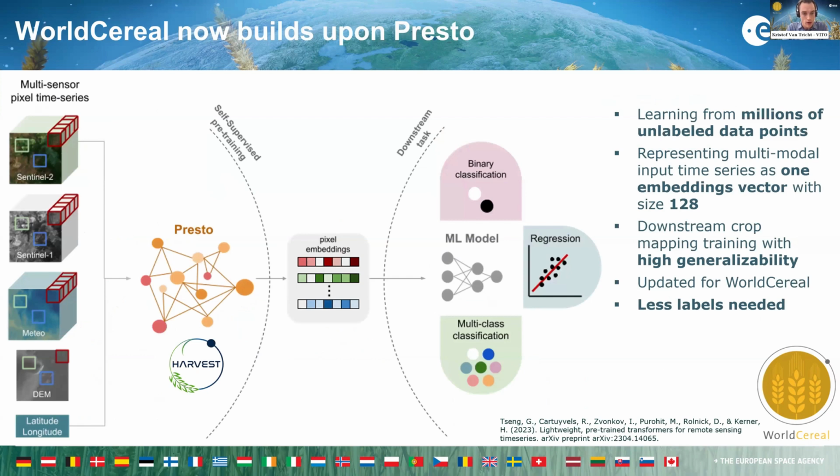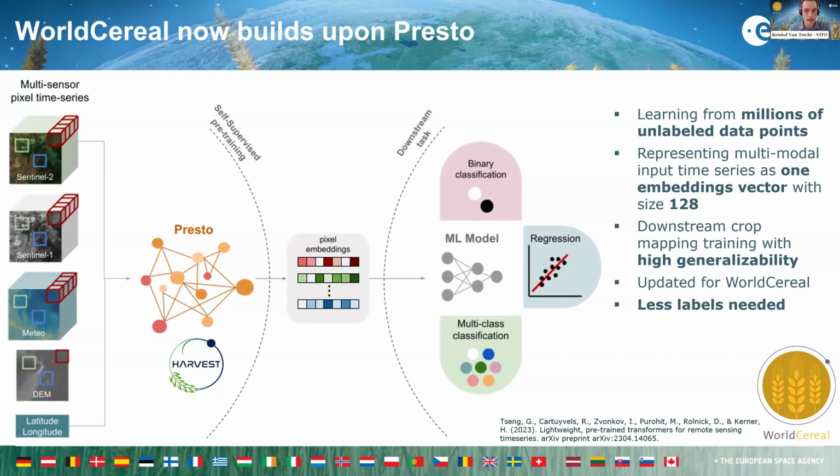The second way how we try to address the lack of labeled samples is that now in phase 2, WorldCereal builds upon Presto. And Presto is a transformer-based model that works on multi-sensor pixel time series and in a self-supervised way has learned a huge amount of information already from millions of unlabeled data points before having seen any kind of label so far. And so what Presto learns is to represent multimodal input time series as just one highly informative embeddings vector with a size of 128.